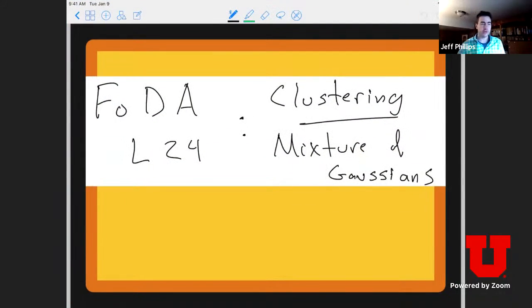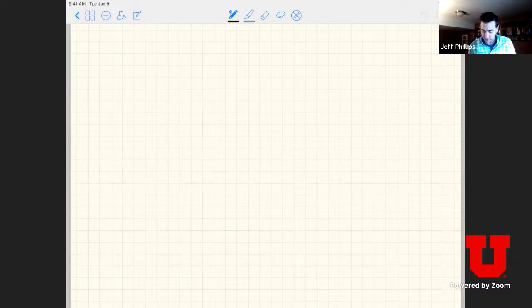Great. So clustering and mixture of Gaussians. All right, so let's start by reviewing the clustering framework as we've been looking at.